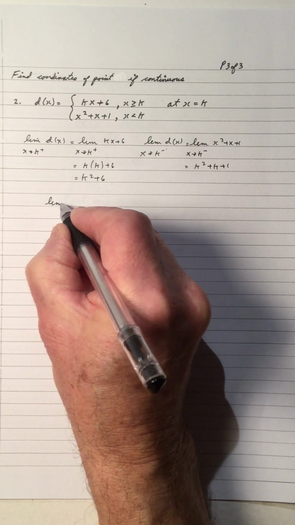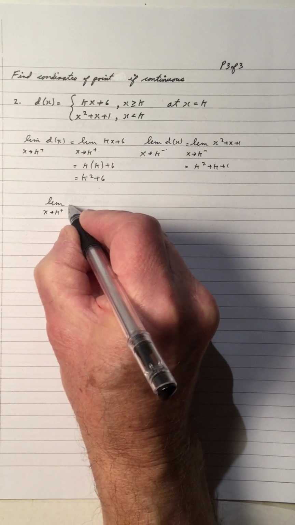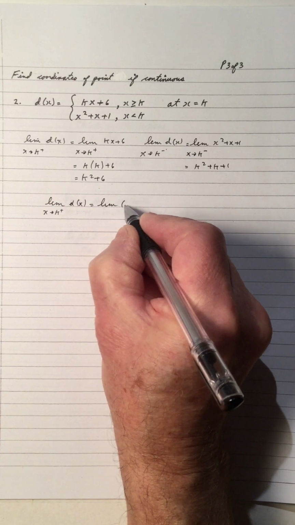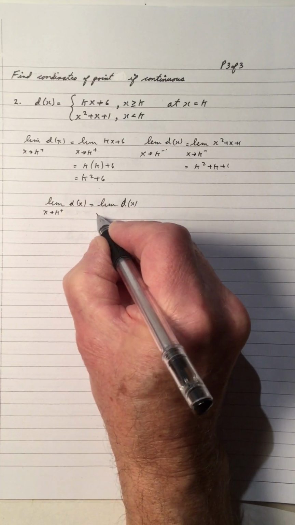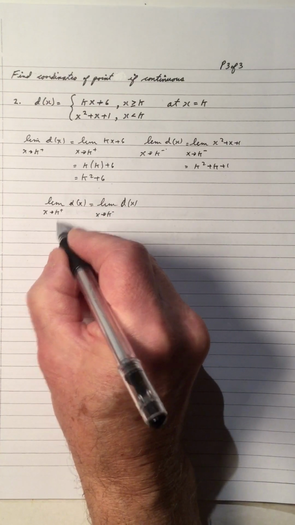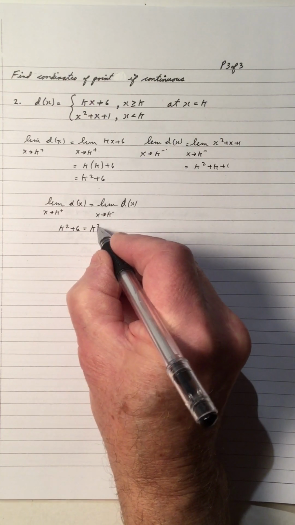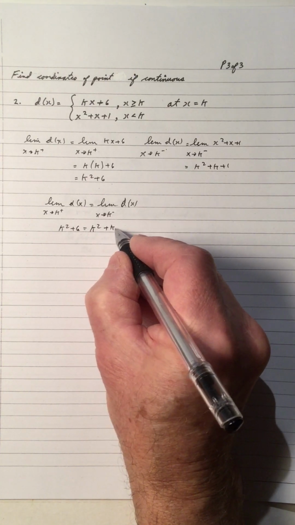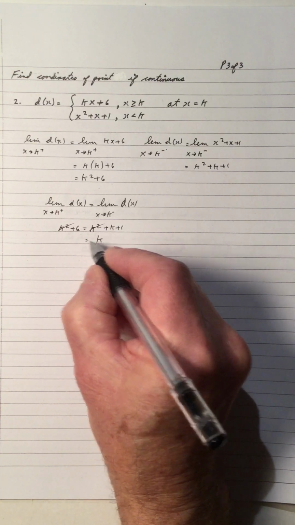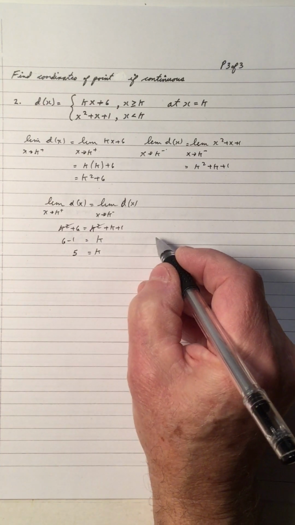If it's continuous, which it says it's going to be, the limit of d of x on the right is equal to the limit of d of x on the left side. On the right side, we have k squared plus 6. On the left side, we have k squared plus k plus 1. So the limits are equal. The k squared cancels out. I'm going to leave the k there and go 6 minus 1. So k is 5.